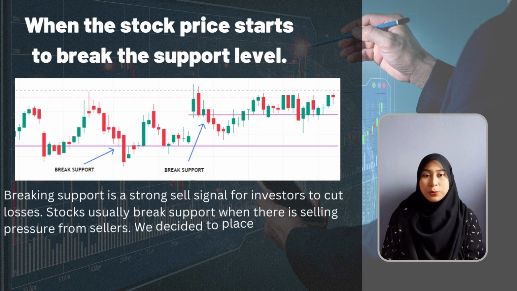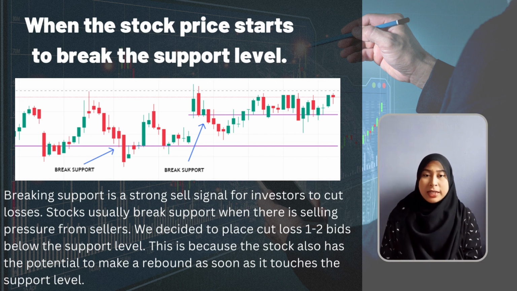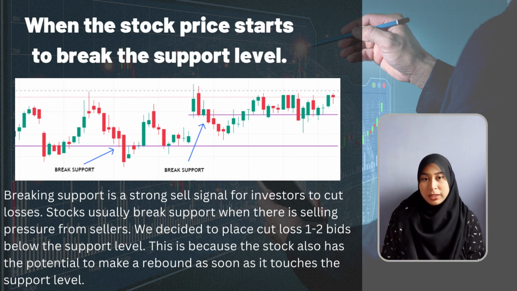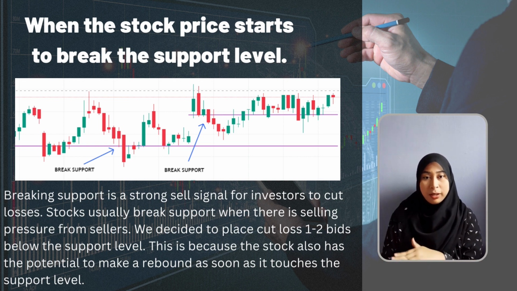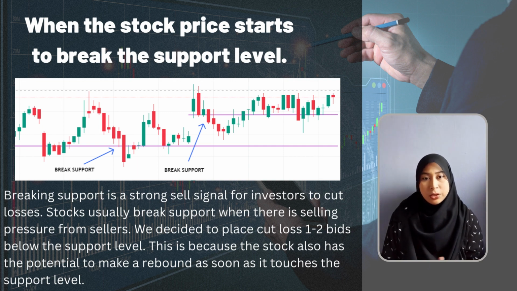Firstly, to cut loss when the stock price starts to break the support level. Support is a level that holds the stock price from falling down. Usually, when the candlestick touches the support level, the stock price will bounce upwards. However, there are times when stock prices can also fall beyond support. So, breaking support is a strong sell signal for investors to cut losses.